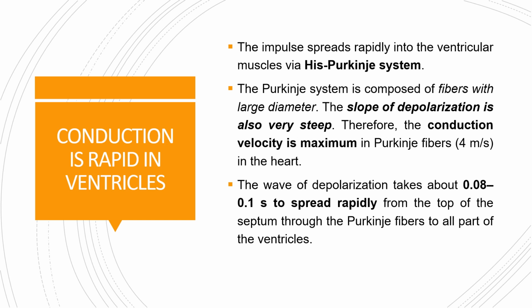The impulses spread rapidly into the ventricle. Once the impulse reaches the ventricle, it is rapidly spread into the ventricular muscles via the His Purkinje system. The Purkinje system is composed of fibers with large diameter. The slope of depolarization is also very steep. Therefore, the conduction velocity is maximum in Purkinje fibers. It is about 4 meter per second in the heart.